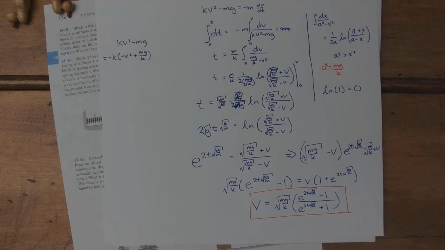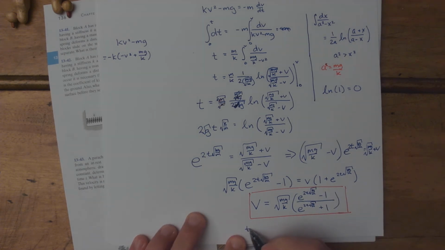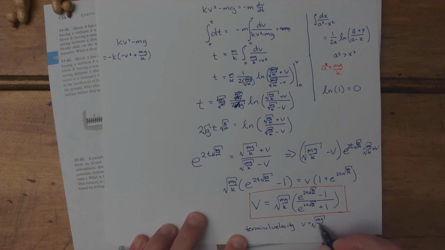As time goes to infinity, what do we get? As time goes to infinity, this gets really, really large, this gets really, really large, so the fact that you're subtracting 1 from something really large in the numerator and adding 1 to something really large in the denominator doesn't really matter, and the whole thing in parentheses here is just going to go to 1, so the terminal velocity is the square root of mg over k. And that concludes problem 43.